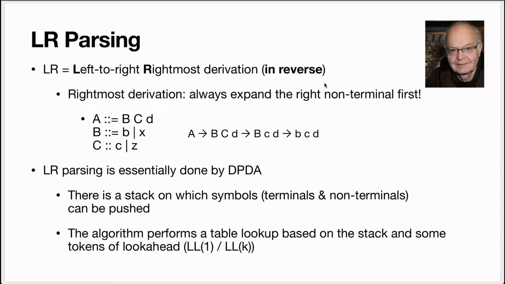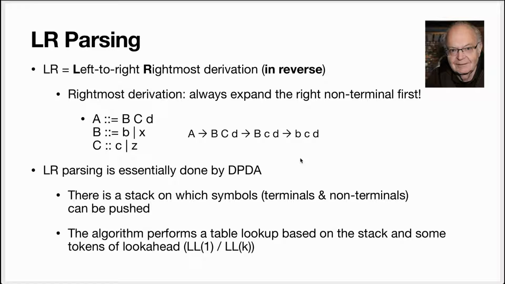In LL, we said that LL is a top-down recursive descent parser, and this parser will always match the left non-terminal first. However, LR is a bottom-up parsing algorithm. And what it will do is that it will simulate a rightmost derivation, so this derivation here, but in reverse. So starting from here, it will move left. There will be a slide that explains this in depth later.